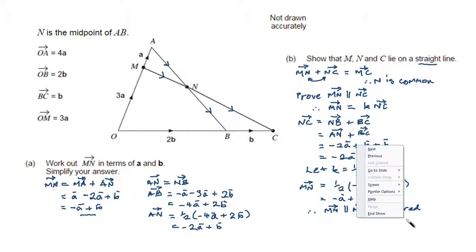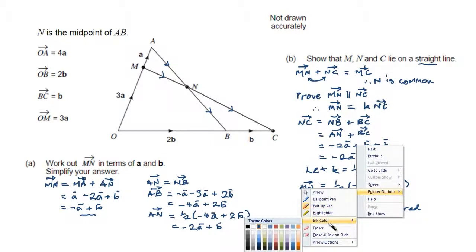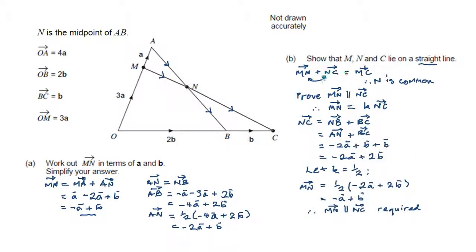Okay, so what we've got here is a two-part proof. The first part was very easy. We had to prove that N was common, and we did that here. And then the second part, a bit trickier. We had to think this through a little bit more, do a bit of calculation, and then we proved that MN is parallel to NC. So if they're both parallel and N is common, then M, N and C do indeed lie on a straight line.